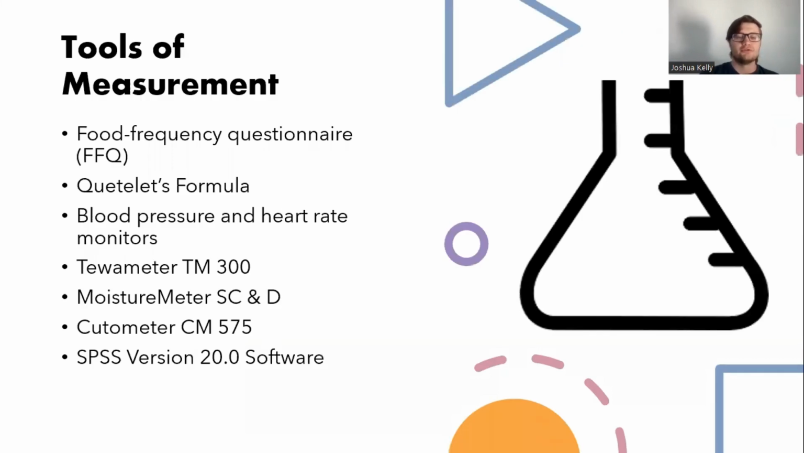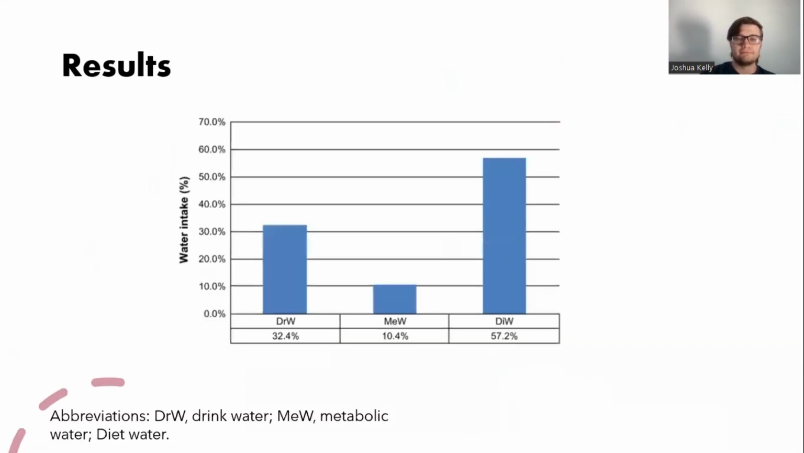For our tools of measurement, we used the food frequency questionnaire, which allows us to evaluate what the participants ate. We also used Quetelet's formula and these other tools in order to measure skin ability and to conduct our statistical analysis. Now I'll turn the time over to Daniel for analysis.